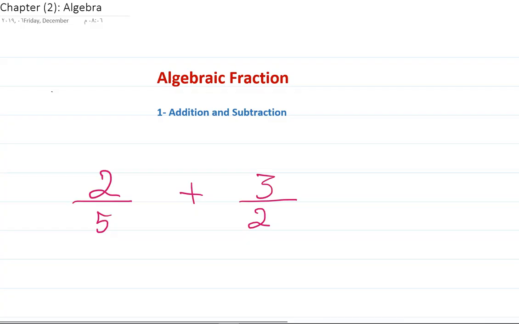Before starting to explain algebraic fractions, we know there are four rules we can apply to algebraic fractions: addition, subtraction, multiplication, and division. Today I'm going to focus on addition and subtraction in algebraic fractions. Before we start, I would like to say something important about fractions, because algebraic fractions depend on the basic rules of fractions.